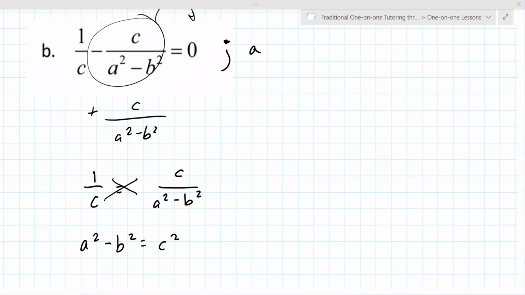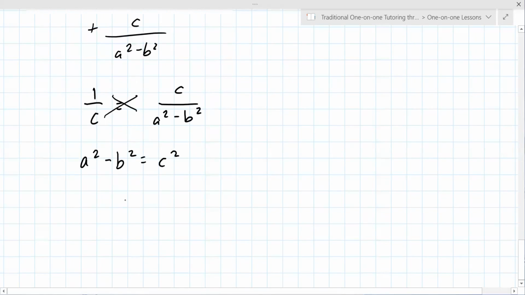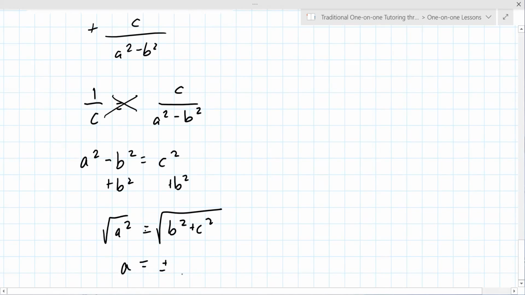So we'll move the B over. We'll add B squared to both sides. So we have A squared equals B squared plus C squared. And then you can take a square root of both sides. So A equals plus or minus the square root of B squared plus C squared. Got it.